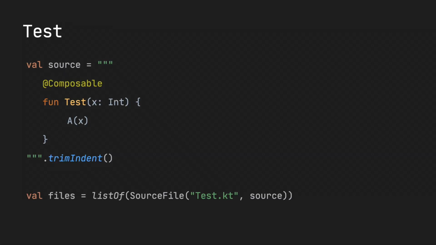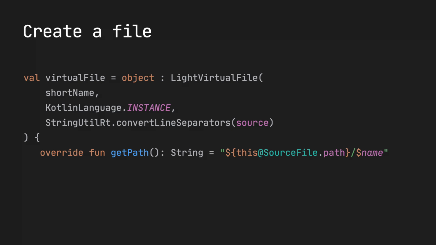So the next thing that has to happen is that we need to take the source code and we need to create a virtual file. A virtual file is a utility provided by the Kotlin compiler, and what it does is that it takes your source code and, for the Kotlin language, creates a virtual file out of it. We could utilize this to then create a PSI tree that we could do analysis on.